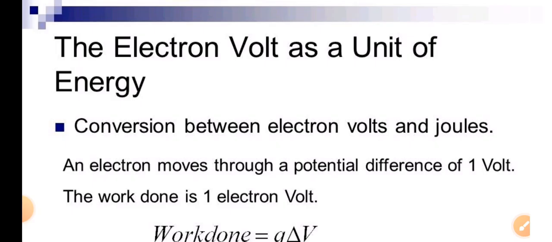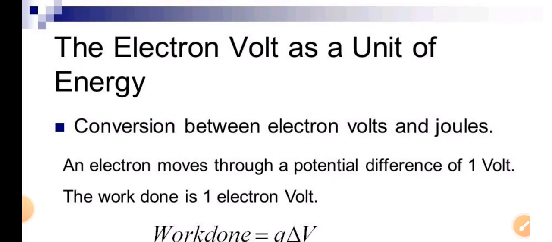The electron volt as a unit of energy. Electron volt is a unit of energy and it is defined as the amount of energy acquired by an electron when it is accelerated through a potential difference of 1 volt. This is how we define it: the amount of energy acquired by an electron when it is accelerated through a potential difference of 1 volt.